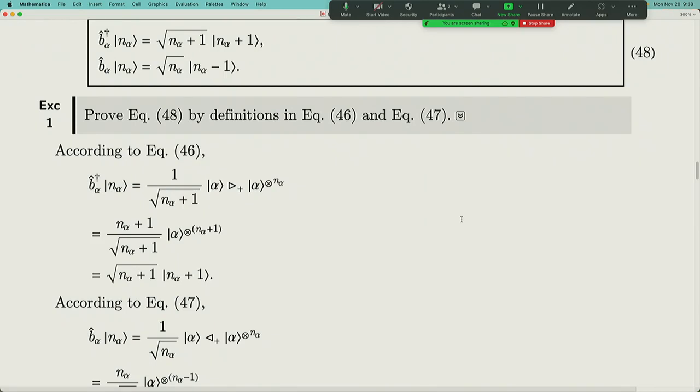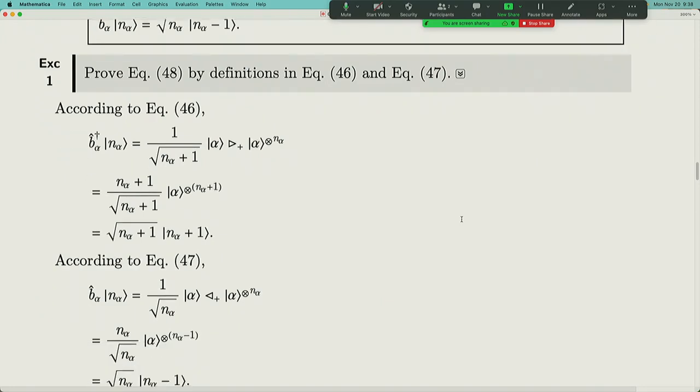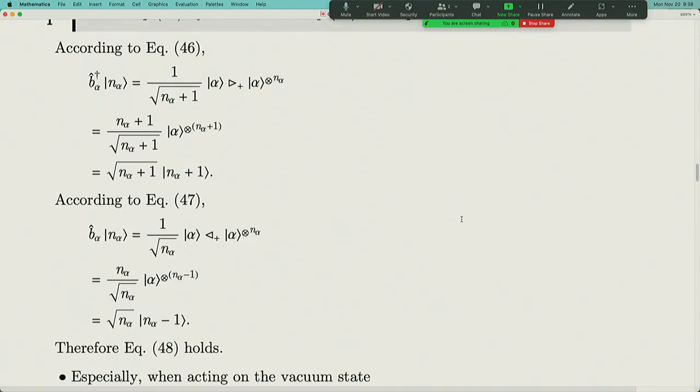But remember, when we define the creation operator, we also already define a 1 over square root n to normalize things. So in the end, the factor is just square root of n plus 1. It nicely matches the numerator and the denominator, such that instead of dividing by square root of n plus 1, it's actually multiplying by square root of n plus 1.